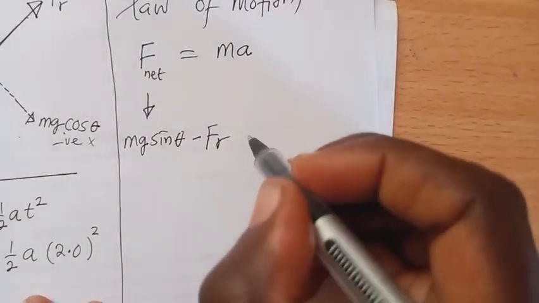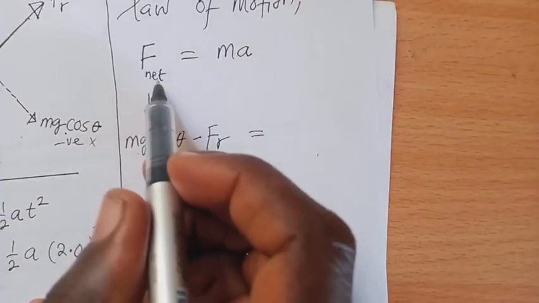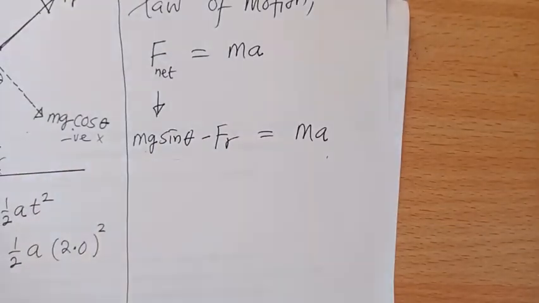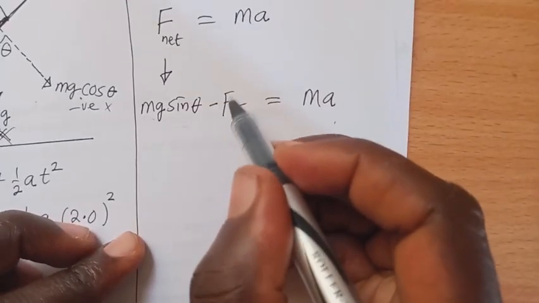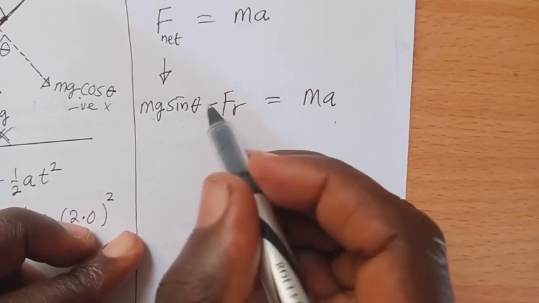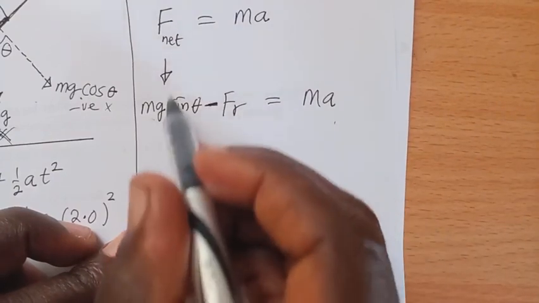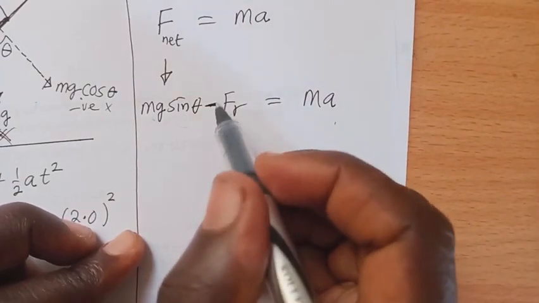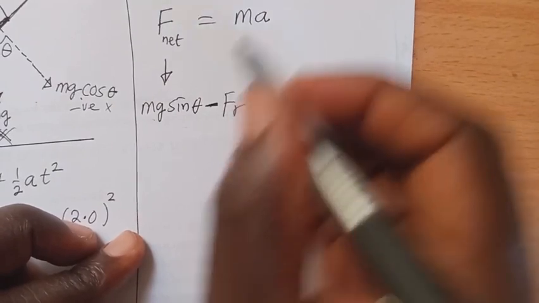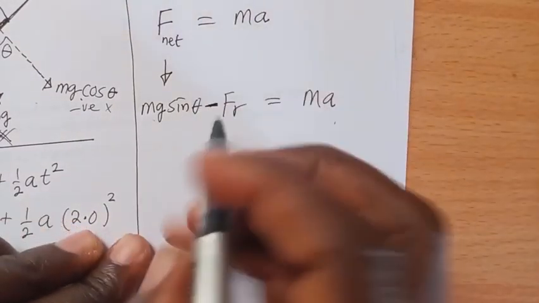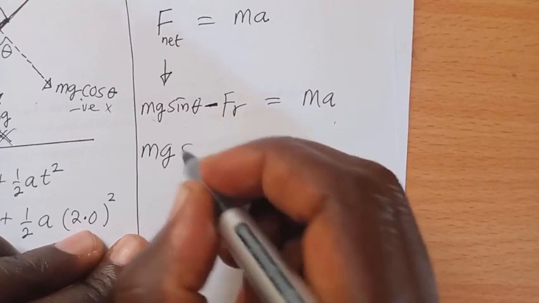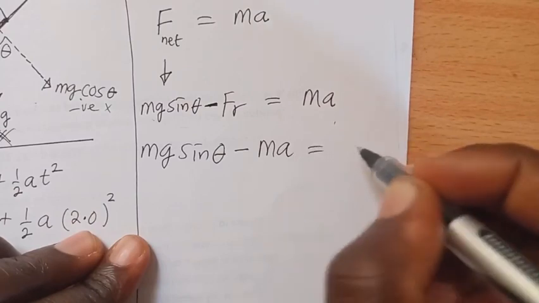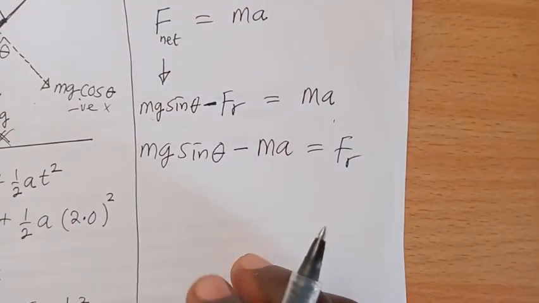Now the whole of this is my F sub net, and it is equal to ma, where a is the acceleration I just calculated. The goal is to find my F sub r. So it is negative here, not positive. If it were positive here, I would just take this one to the other side so that it is the subject, but now it is negative. It should be the one to be taken to the other side, and I take this one to this side, so I will have mg sine theta minus ma is equal to F sub r.